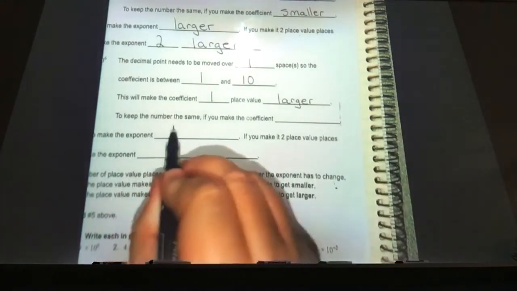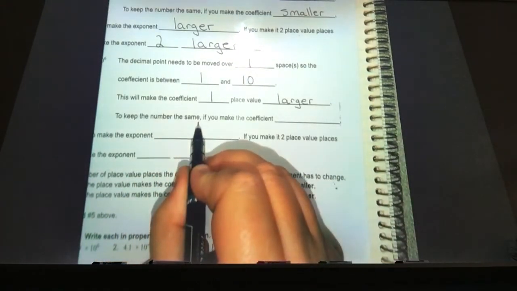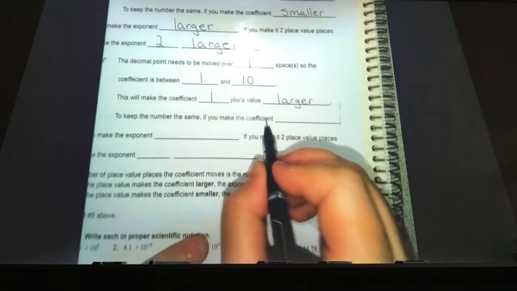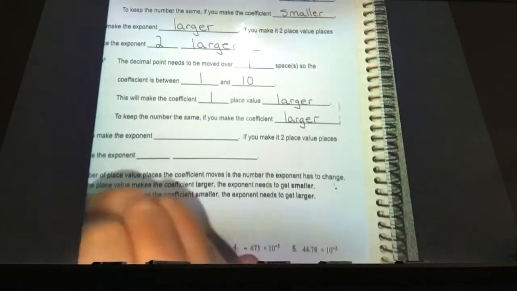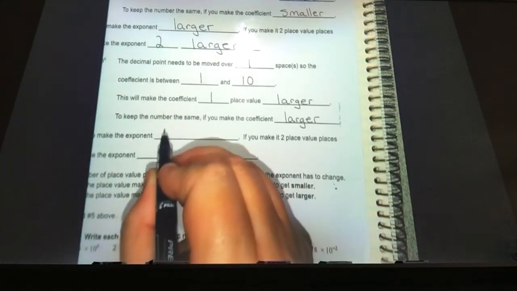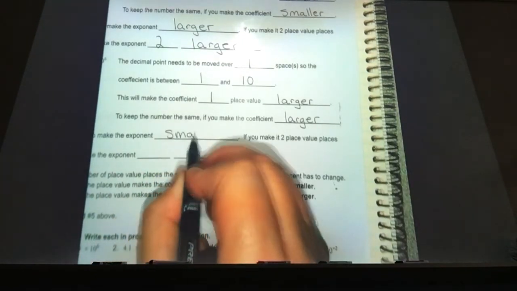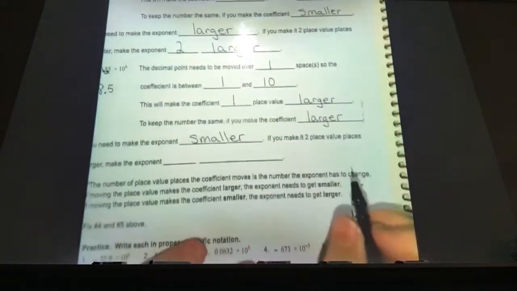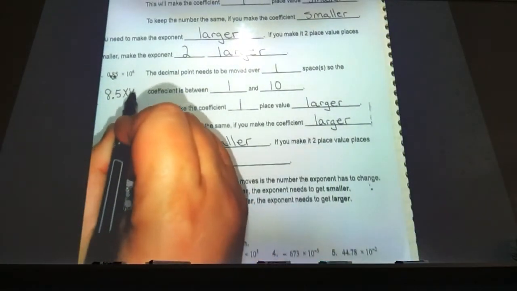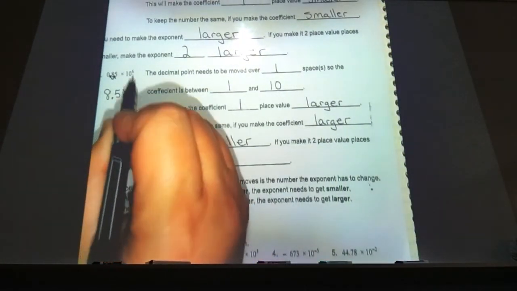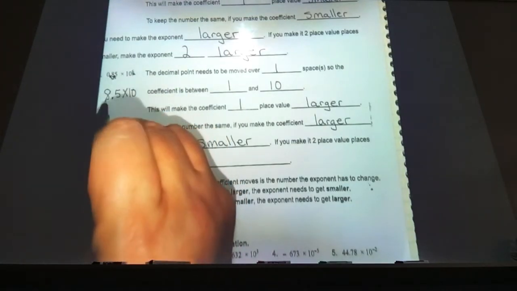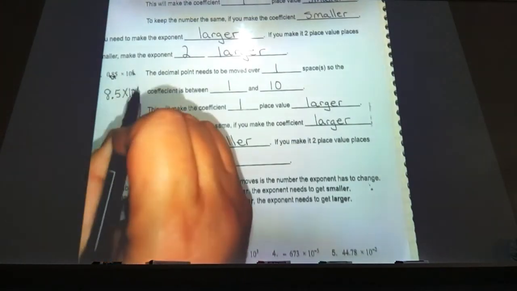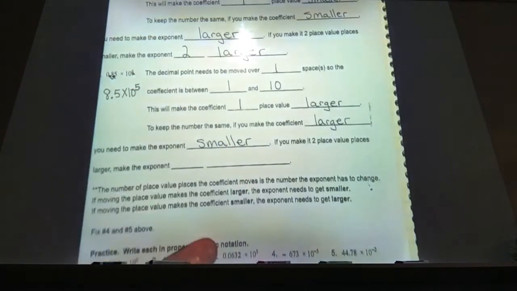All right, to keep the number the same, keep it balanced, if you make the coefficient larger, which is what we did, you need to make the exponent smaller. So, times 10 is always times 10. But what are we going to do with this exponent? We made this 1 larger. This has to become 1 smaller.